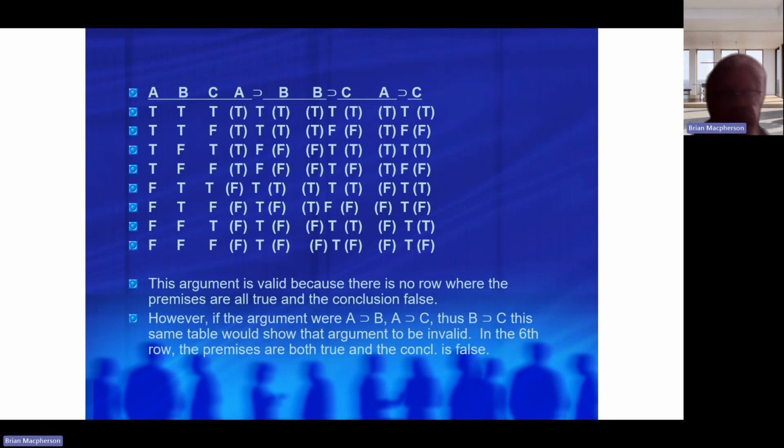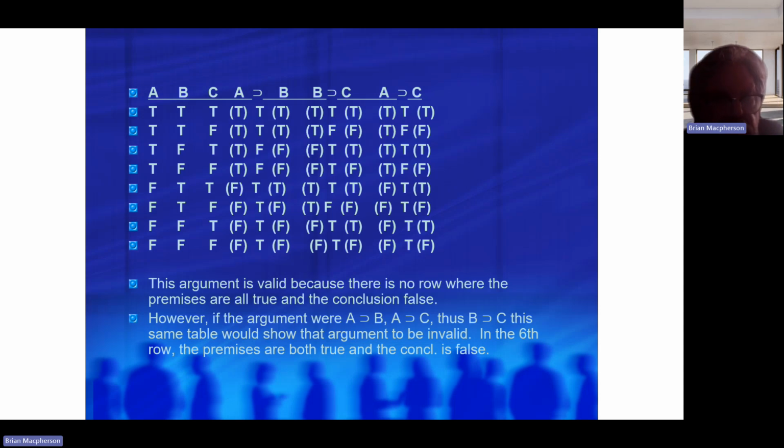So let's look at the last 4 rows. Row number 5, premise 1 is true. False implies true gives me true. Premise 2 is true. True implies true gives me true. However, A then C is also true because false implies true gives me true. So even though both premises are true, it is not a row where both premises are true and the conclusion is false.